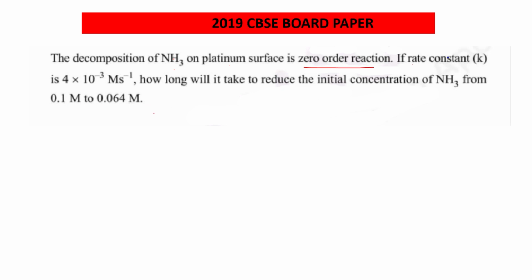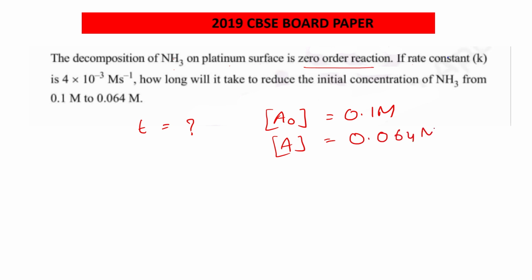Okay. So first of all, what should I find out? I need to find time. What is given? They said it is a zero order reaction. Okay. So for a zero order reaction, the formula we already know. First let us note all the data. What is there, students? They said initial concentration is equal to A naught. How much is given, students? 0.1 molar. Final concentration, how much they said, students? It is equal to 0.064 molar. How much is the rate constant given? 4 into 10 raised to the power of minus 3.